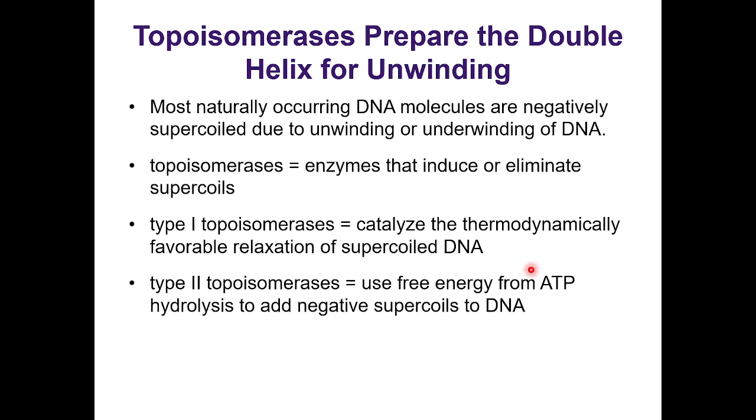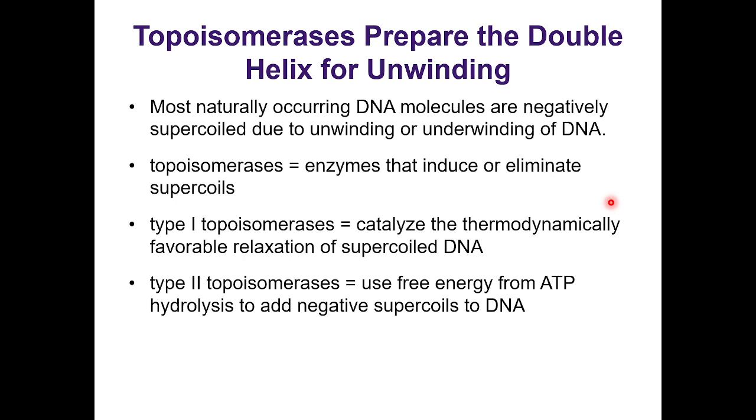Most naturally occurring DNA molecules will be negatively supercoiled. This is due to the unwinding or underwinding of your DNA. So typically we would get negative supercoiling for basically the same reasons as when we wind up a hose, right? If you're winding it this way, which direction do you have to wind the hose to get it to stop supercoiling and kinking up on you? The opposite, right? Yeah.